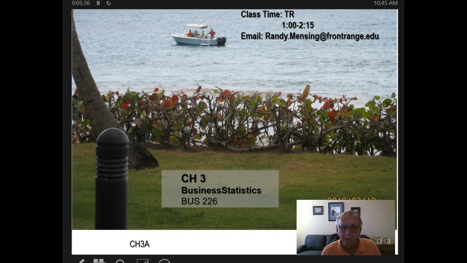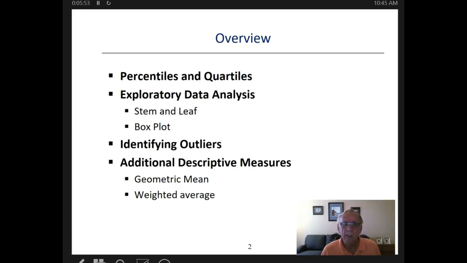Chapter 3. It is hard to believe how quickly this semester is moving forward, and we're already in Chapter 3. In Chapter 3, we're going to learn about some new tools, different tools than we have had in the past.